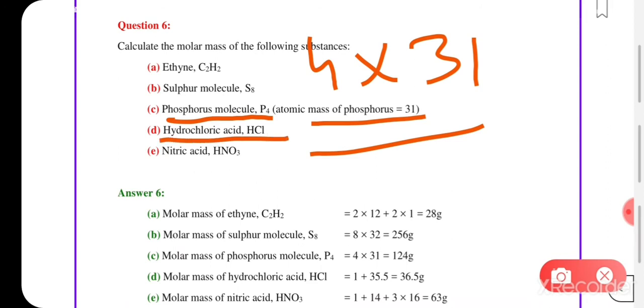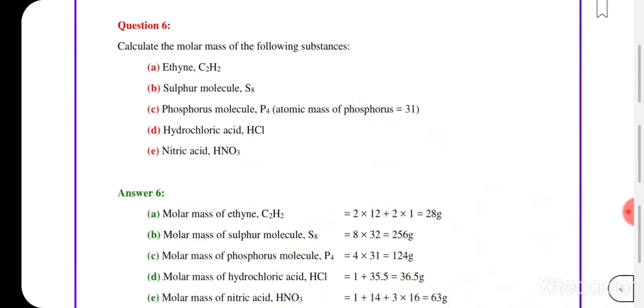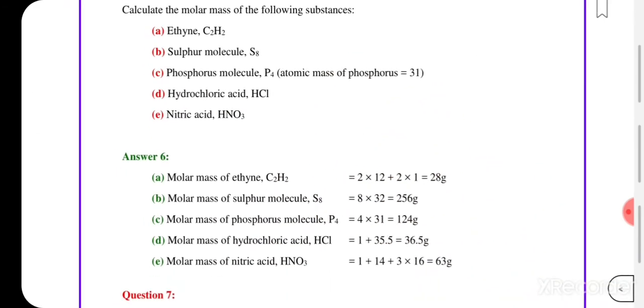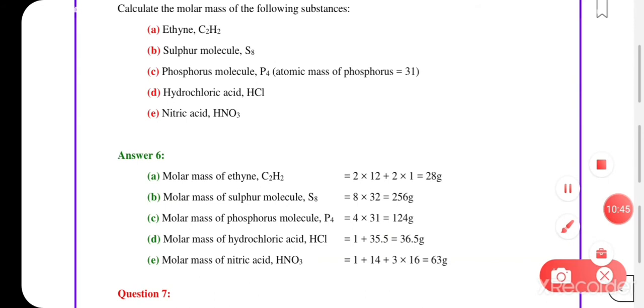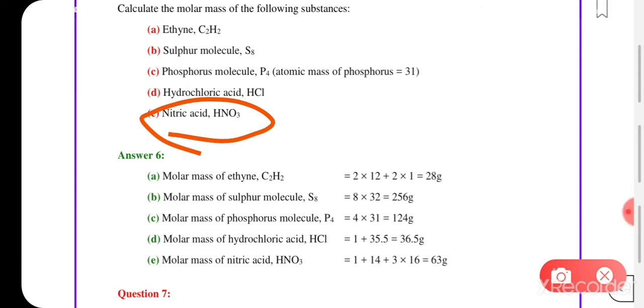Similarly, for hydrogen chloride, what will you do? For hydrogen, atomic mass is 1. That you have to add to the atomic mass of chlorine, which is 35.5. So it becomes 36.5, which will be your answer. Next one is nitric acid. Nitric acid is HNO3. Again you have to add their individual atomic masses. Hydrogen is only 1, so we add 1, plus nitrogen mass is 14, so plus 14, and for oxygen there are 3 atoms, so 3 will be multiplied by the atomic mass of oxygen, that is 16.